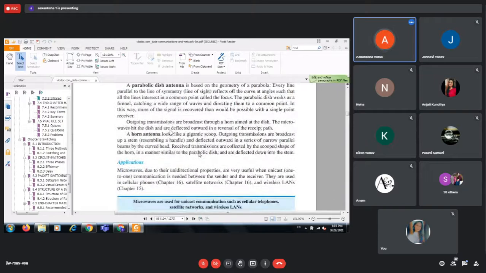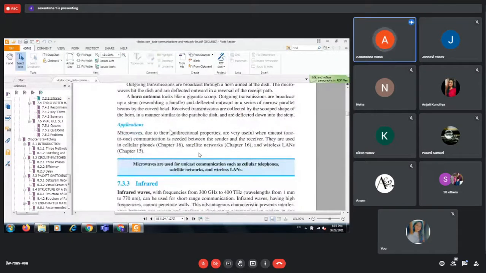Then we have application of the microwave, which is unicast communication in case of cellular telephones or satellite network and wireless LANs.